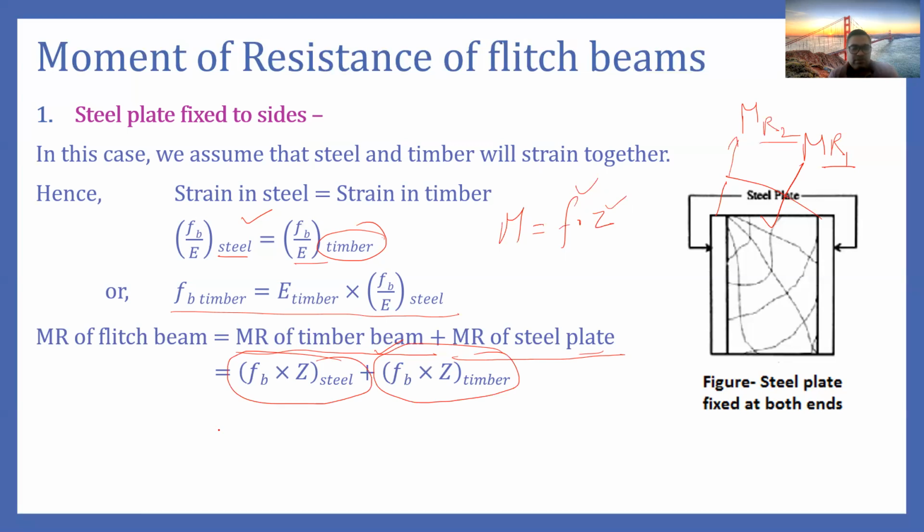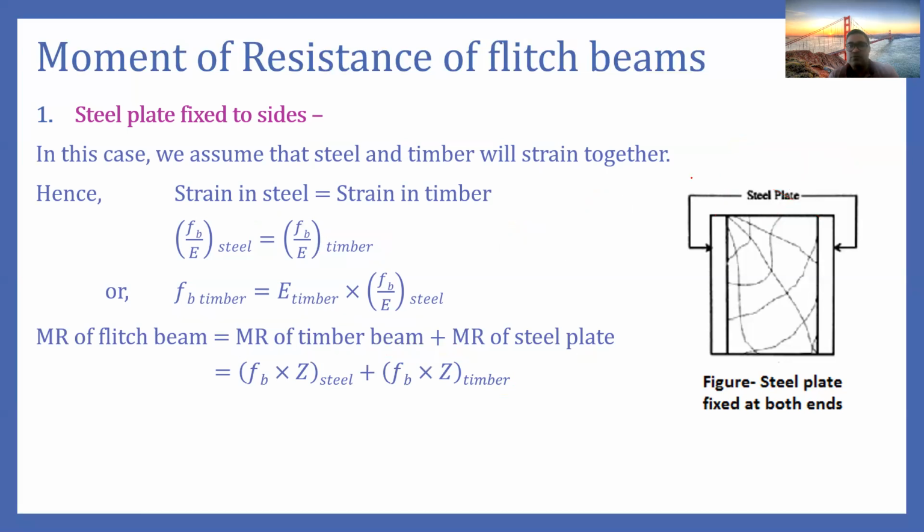Now we know that Z is the section modulus, and for a rectangular section, say for example, if this is B and if this is D, Z value is BD square by 6. So we can replace this Z with BD square by 6 in case of timber. And if we consider that this is the thickness of the steel plate, similarly, if this is the width of timber and this is the depth of timber, now we can elaborate the value of Z for steel and timber.